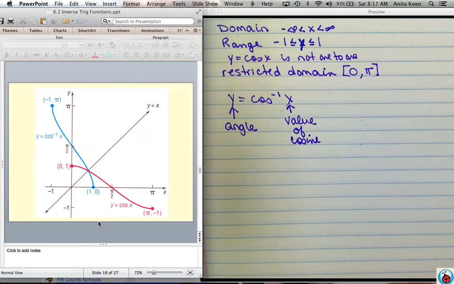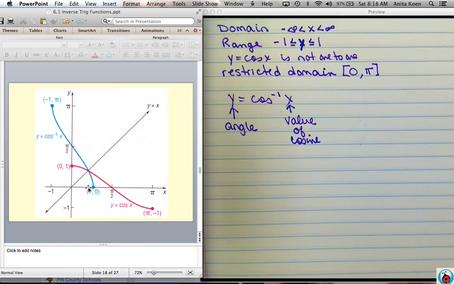Here's my picture of y equals the cosine of x. That's the pink graph with its restricted domain. It starts at (0, 1), goes to (pi/2, 0), down to (pi, -1). This is my line y equals x. That's the identity function, which is acting as the mirror here. And then here is my inverse cosine, which is a reflection of the cosine of x across y equals x.